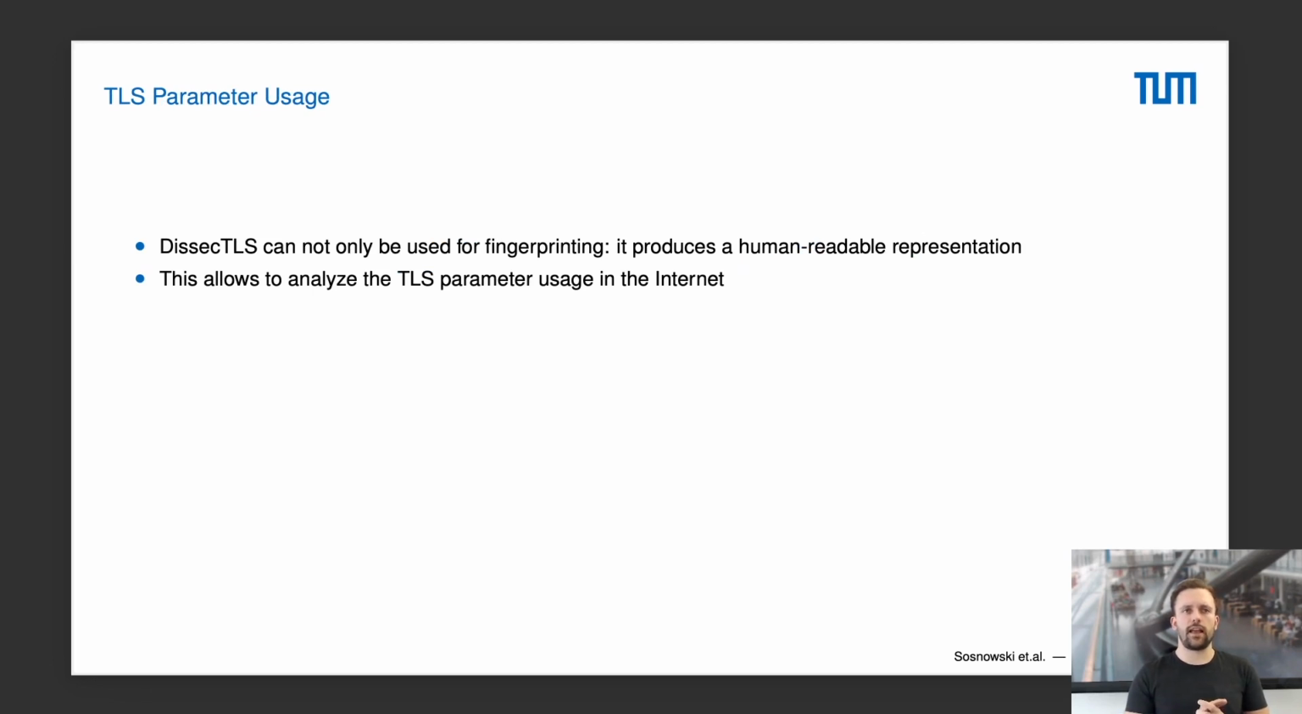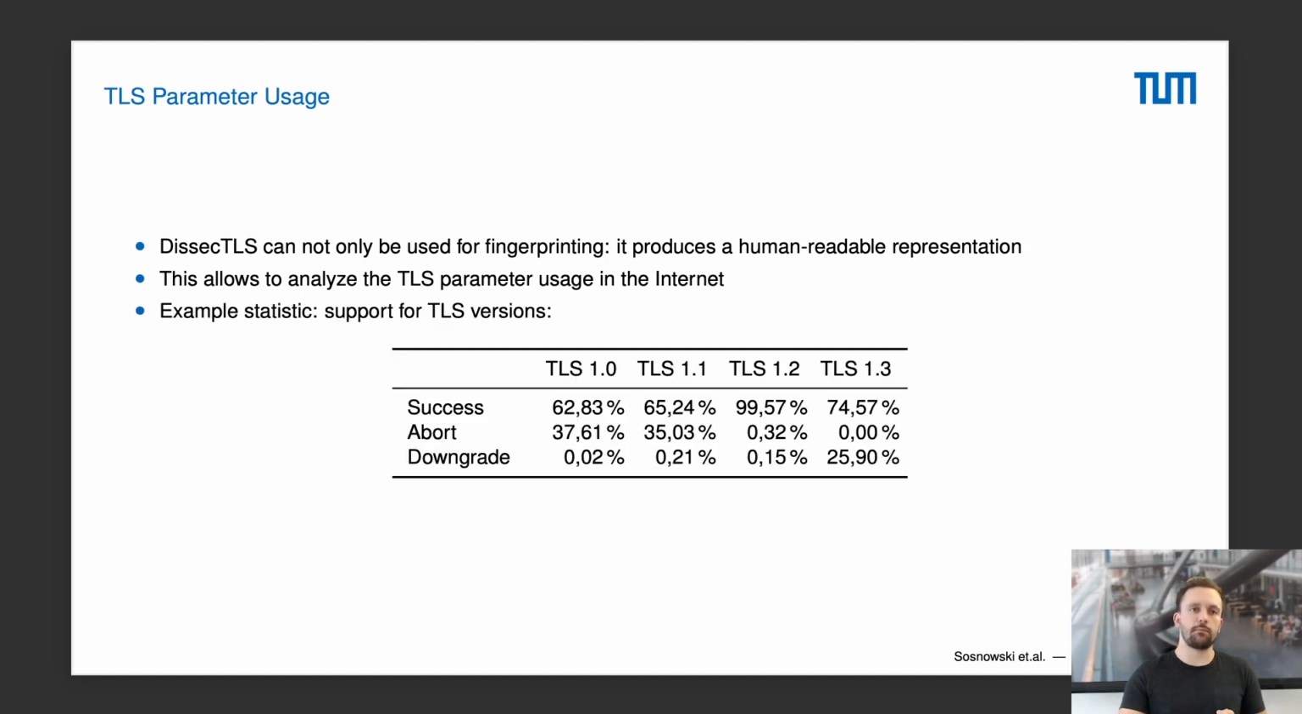Now let's also have a look at the TLS parameter usage. Because DissecTLS produces a human-readable representation of the TLS configuration, it can be used not only for fingerprinting, but also to analyze the TLS parameter usage in the internet. As an example, we added here a statistic about the support for the different TLS versions we saw. You can see that the majority of servers still support TLS 1.0 and 1.1, although they are considered deprecated. Almost all servers support TLS 1.2, and around 3 or 4 servers support TLS 1.3.